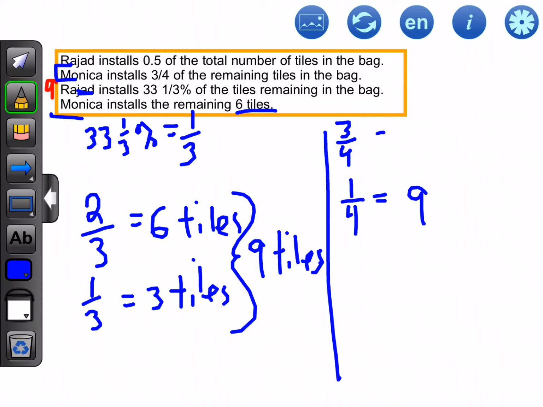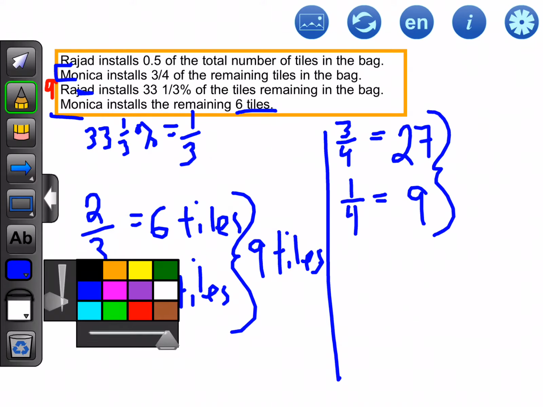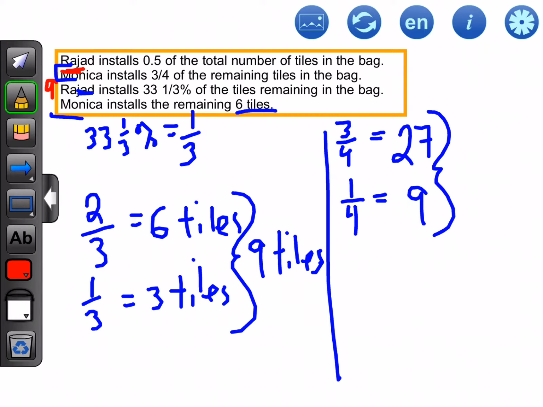So now I want to know what 3/4 are. If 1/4 is 9, 3/4 is going to be 3 times as big as 9. 3 times 9 is 27. So when we put them all together to get the 4/4 that Monica had right over here, we see that she had 27 plus 9 is 36. So at this point, she had 36. Monica had 36.